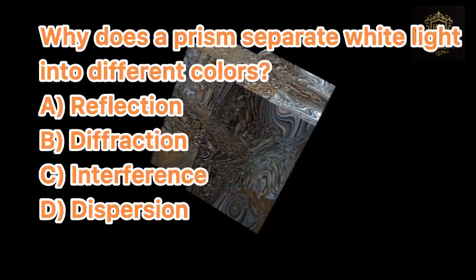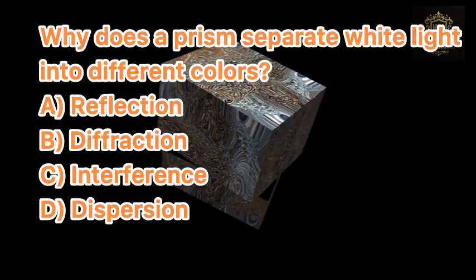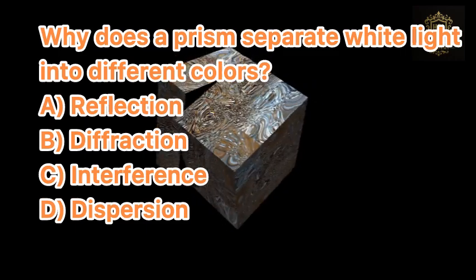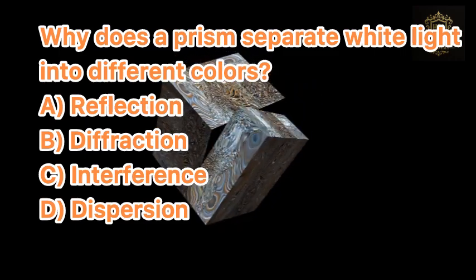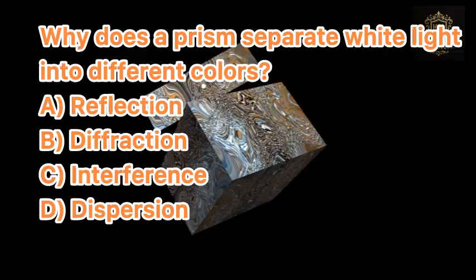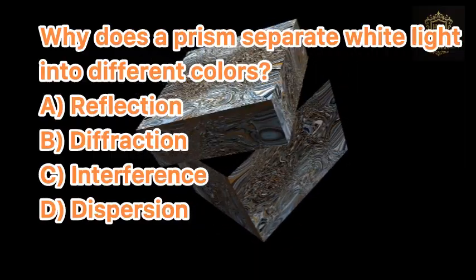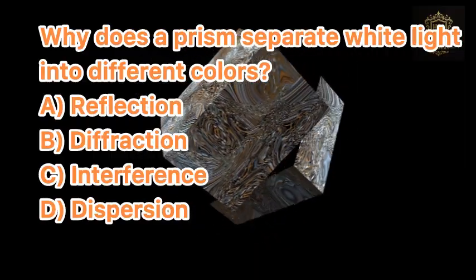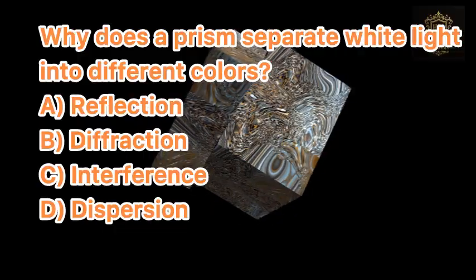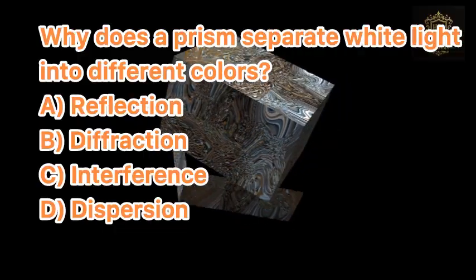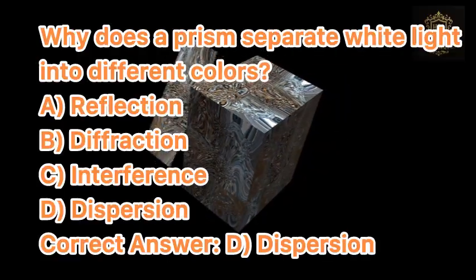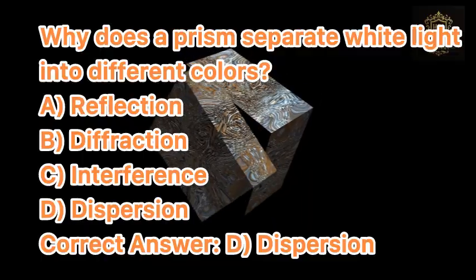Question 4 says, why does a prism separate white light into different colors? A. Reflection, B. Diffraction, C. Interference, and D. Dispersion. The correct answer there is option D.